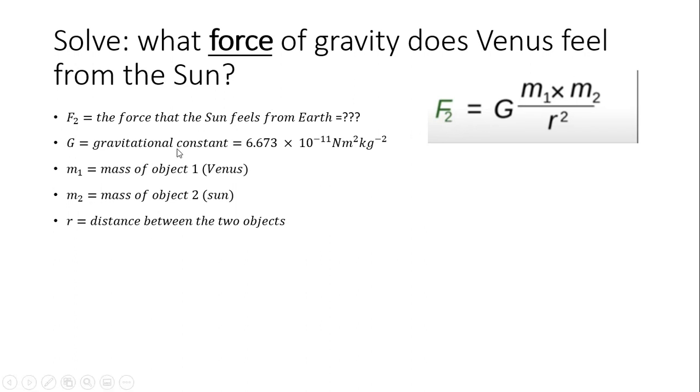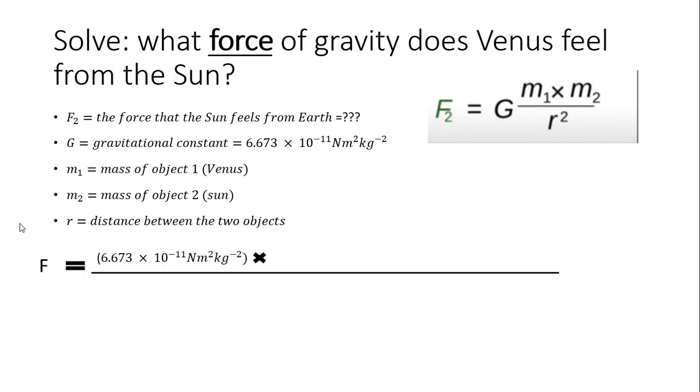Again, our gravitational constant remains the same. It's the same number. We just need to go look up what is the mass of Venus, what is the mass of the sun, and we'll have to look up what is the distance between the two objects. I already have the numbers plugged in, but just know I literally just Googled this information, found it, and I was like, I hope this is correct. Let's say that it is. Anyways, let's just start with this calculation.